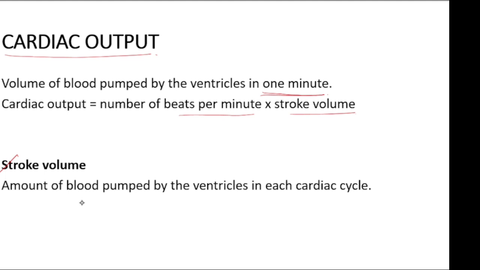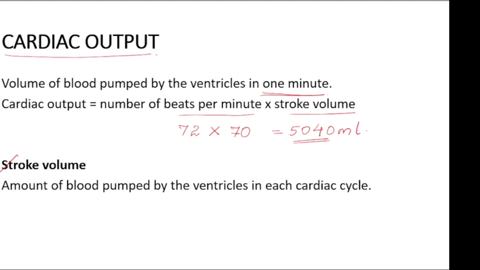So, how will you find out the cardiac output? The stroke volume multiplied by the heart rate. Heart beat is 72 beats per minute, whereas stroke volume is almost 70 milliliter of blood. So when you multiply this, you will get almost 5000. That is 5.5 liters of blood is pumped from the heart per minute. That is a cardiac output.